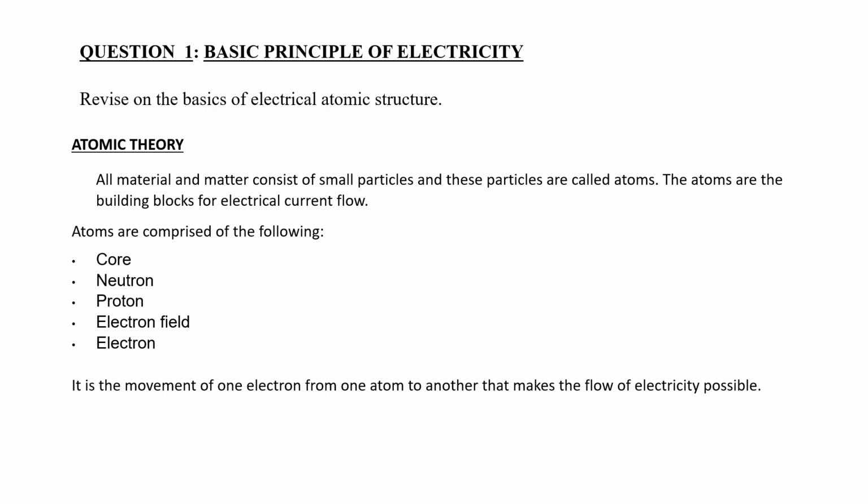Atomic theory. All material and matter consist of small particles, and these particles are called atoms. The atoms are the building blocks for electrical current flow. Atoms are comprised of the following: core, a neutron, proton, electron field, and electron. It is the movement of one electron from one atom to another that makes the flow of electricity possible.